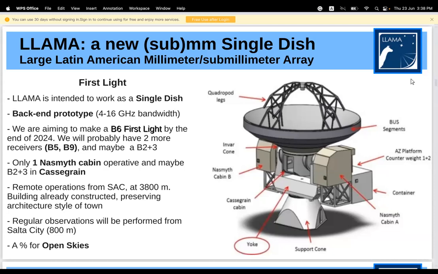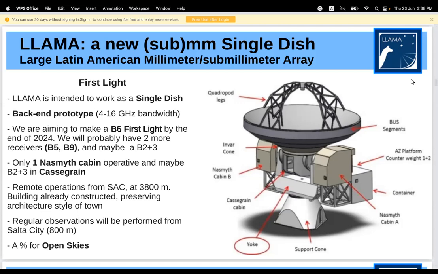For first light, we will have only one receiver operative, or maybe the band 2+3 would be installed at the Cassegrain focus. During first light, we will operate remotely, controlling the antenna from a place nearby the site. It's the nearest village, called San Antonio de los Cobres, and we call it SAC, which is a very high altitude place. But we already have a building over there to control the antenna.